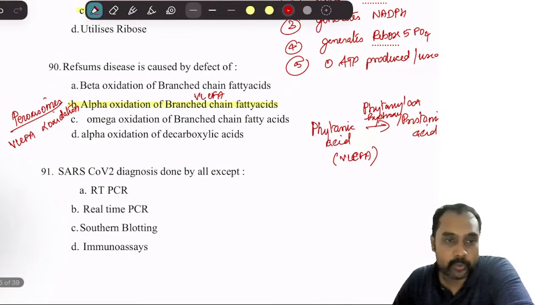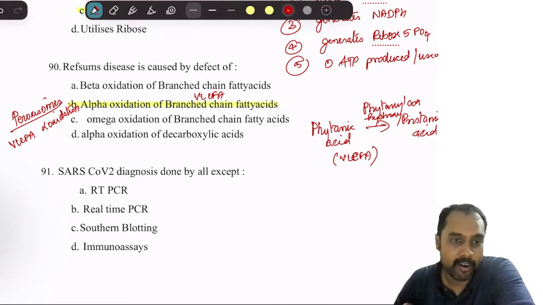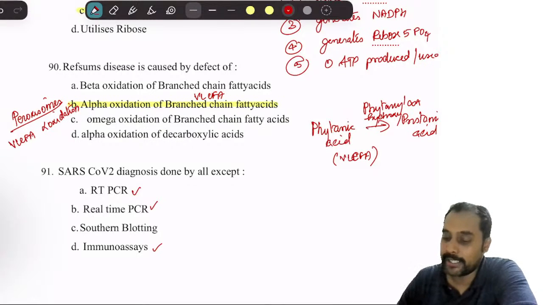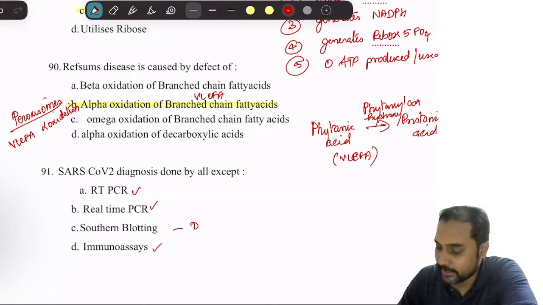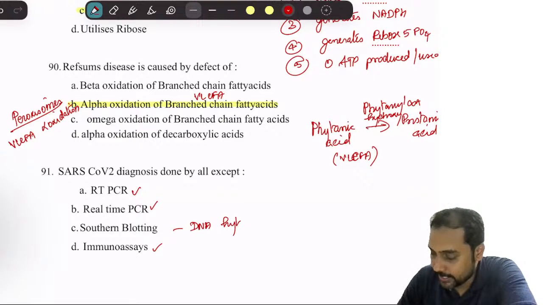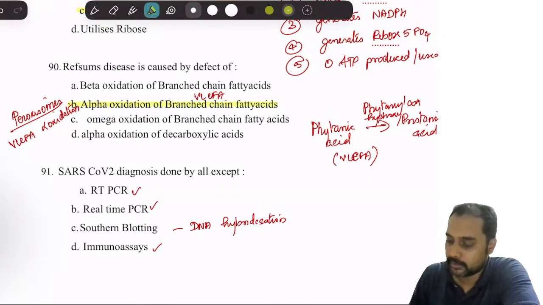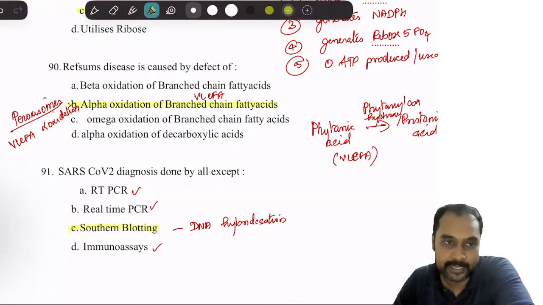So SARS-CoV-2 diagnosis is done by all except. So RT-PCR is there, real-time PCR is there, immunoassays is also there, southern blotting is not there. Southern blotting is not for diagnosis, it is a DNA hybridization technique. It's a very simple question. So southern blotting will be the answer for this.